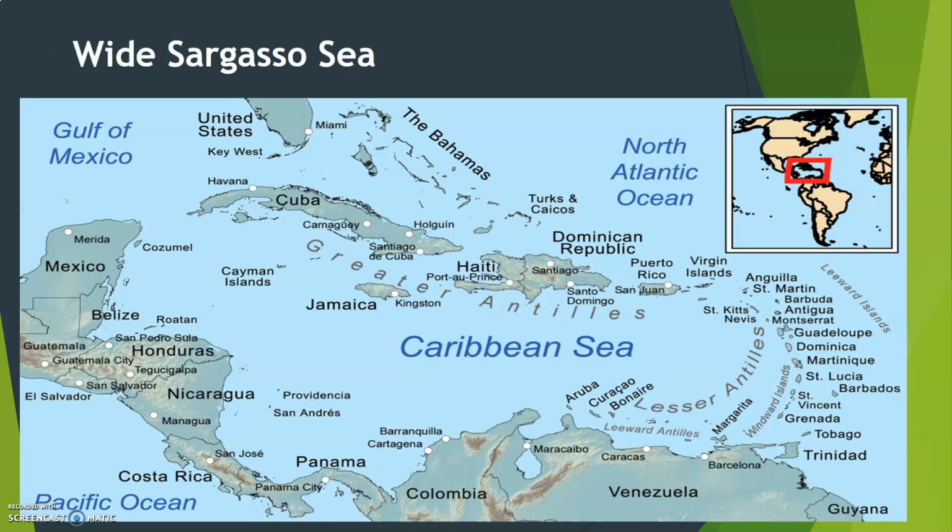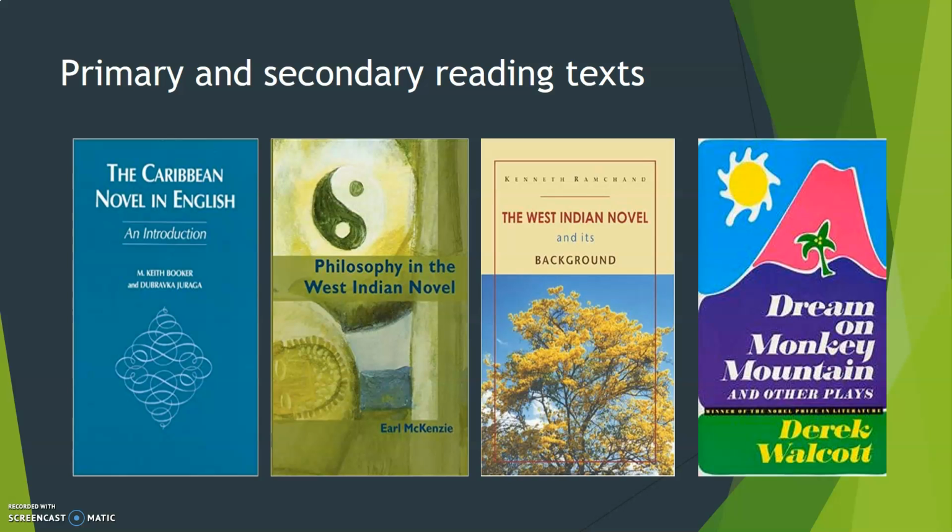Here I have another map, and it shows you the entire Caribbean Sea, the North Atlantic Ocean, and the Gulf of Mexico. On this side, it's the Pacific Ocean. And of course, you'll find Guyana down at the bottom here. You need to locate those islands that feature in this text, Wide Sargasso Sea. Jamaica is one island that features. So when you're reading, try to get hold of that information.